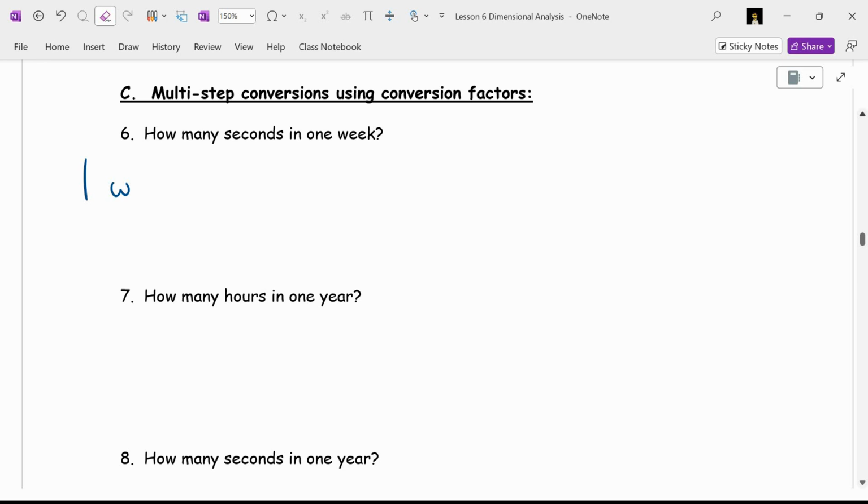Remember, we said everything is a fraction. It is over 1. Can you just imagine the over 1? I don't want to write it. Okay. So I want weeks to cancel. Where am I going to put it, Terrence? What can you convert weeks into? What do you already know? What have you memorized? What can you break a week into?